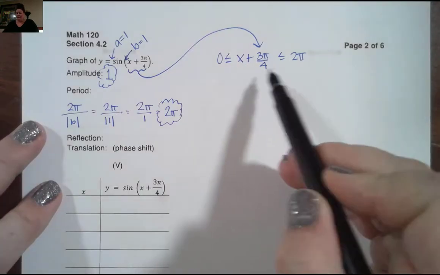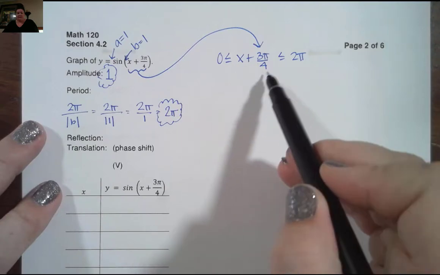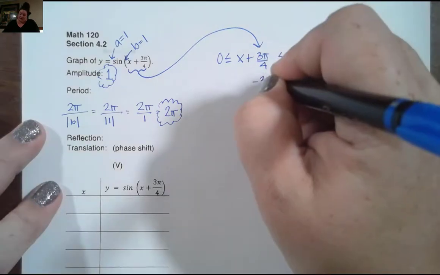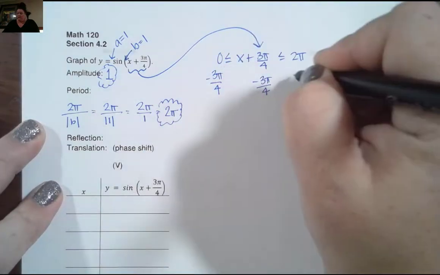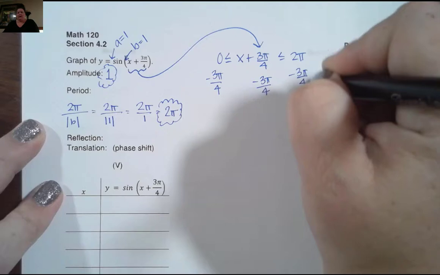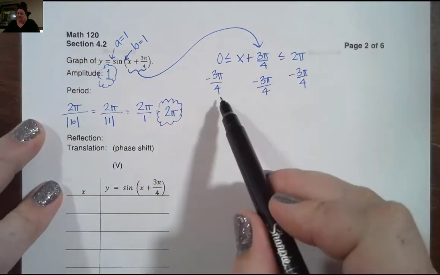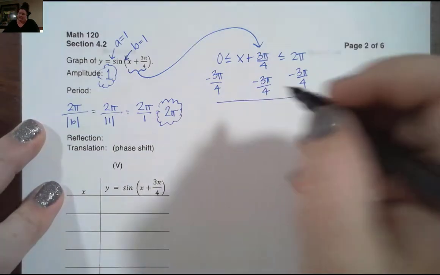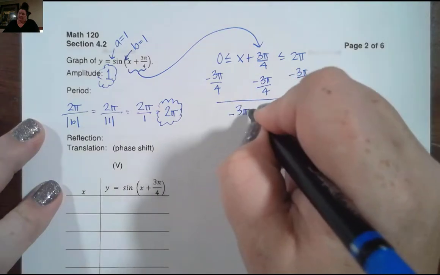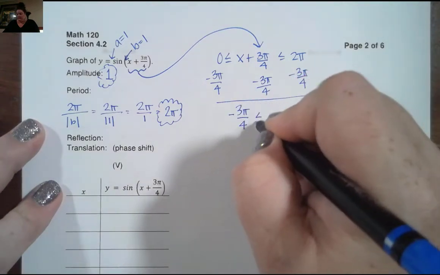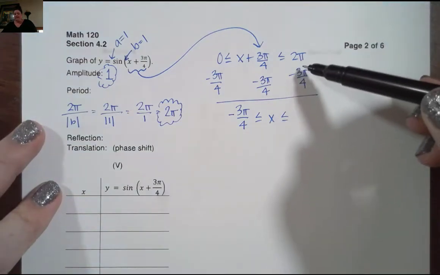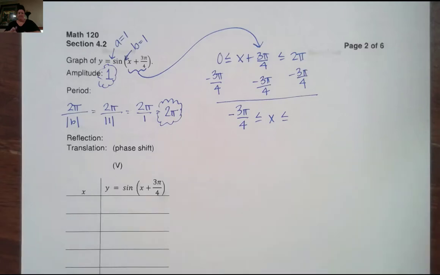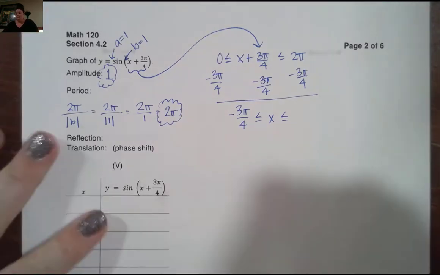To get x by itself, I need to get rid of this addition of 3 pi over 4. So I'm just going to subtract 3 pi over 4. But if I do it in the middle, I have to do it on the outside areas also. So that gives me negative 3 pi over 4 is less than or equal to x is less than or equal to... Now, in order to combine these, I'm going to need a common denominator. So I'm going to stop just for a second and go over here to the side to get a common denominator.